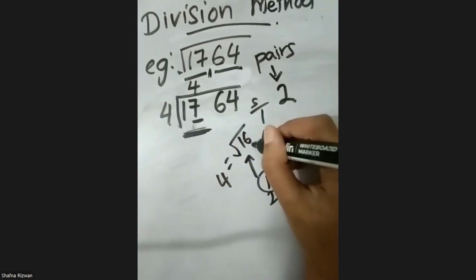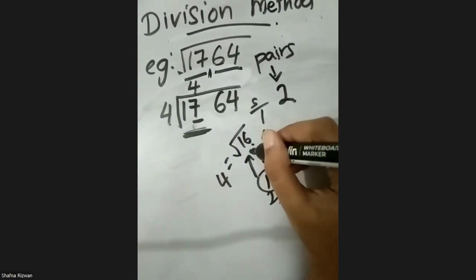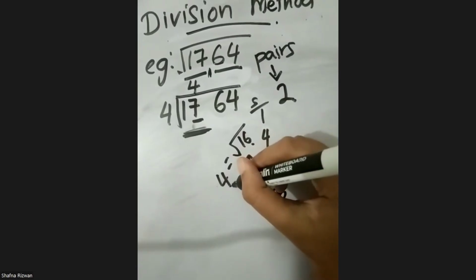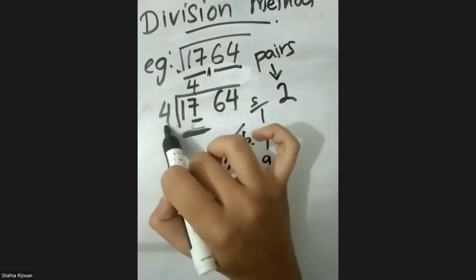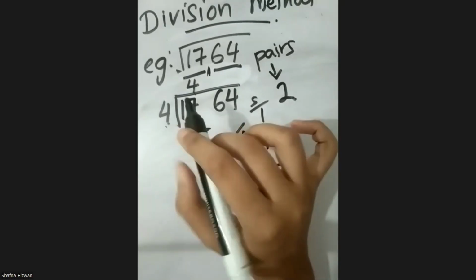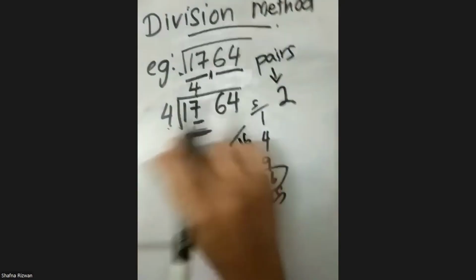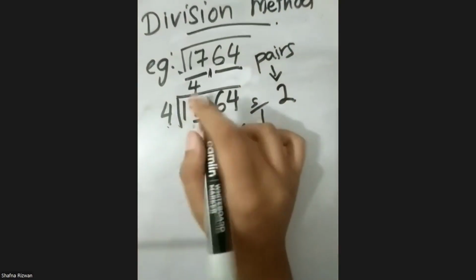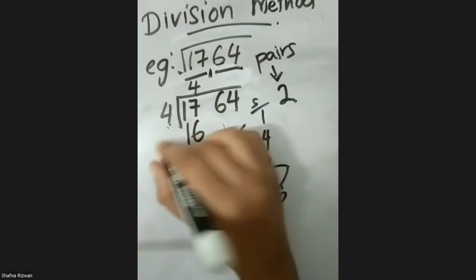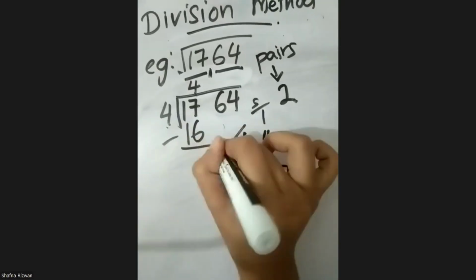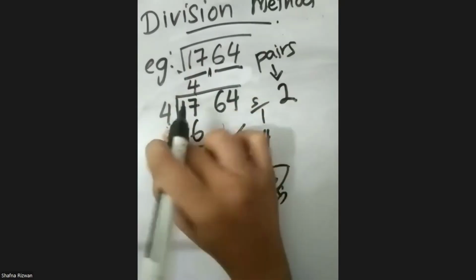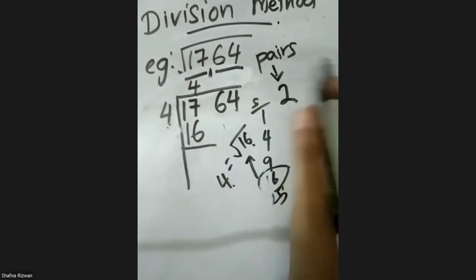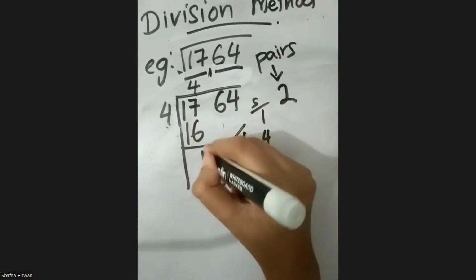And once you find the closest square, what you have to do is see the square root of that number and write it on top of it and also on the left side of this division. Did you understand? Now say, 4 multiplied by 4, how much is it? That is 16. 17 minus 16 will give you 1.